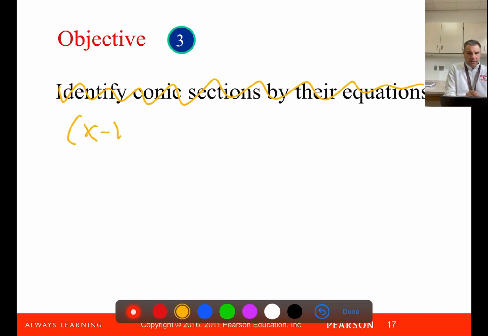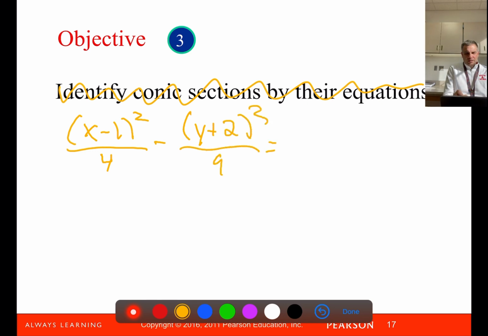So let's go x minus 1 squared over 4 minus y plus 2 squared over 9 is equal to 1. Sun came out again.